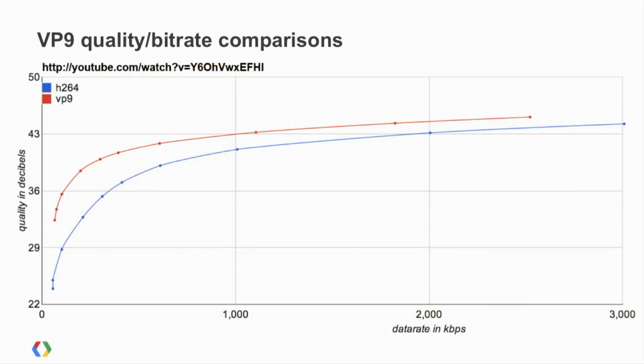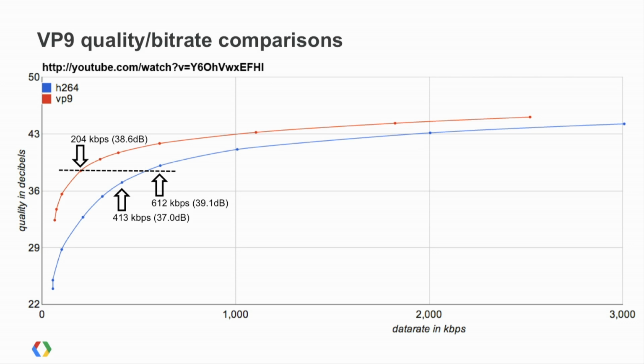So here is the metric graph for the material that we were just looking at. The red line is VP9, the blue line is H.264, and if we do the same quality, different bitrate comparison at the point that we were just looking at, which is about 38.6 dB, for VP9 you arrive at about 200 kilobits a second, and for H.264 you need to interpolate between 2 points because we don't have an exact match, and it ends up being around 550 kilobits a second. So almost 3x more bitrate to accomplish the same quality, just because you can use VP9 to save this.